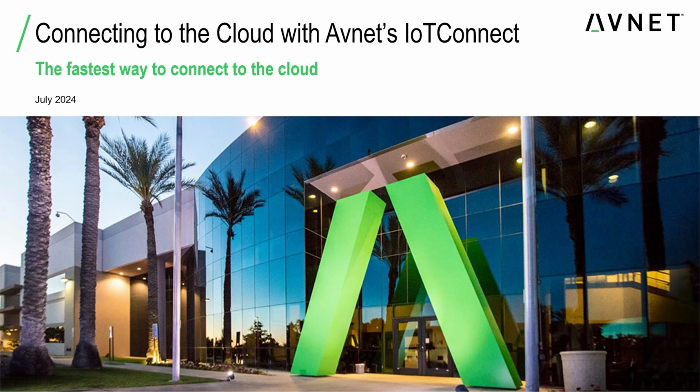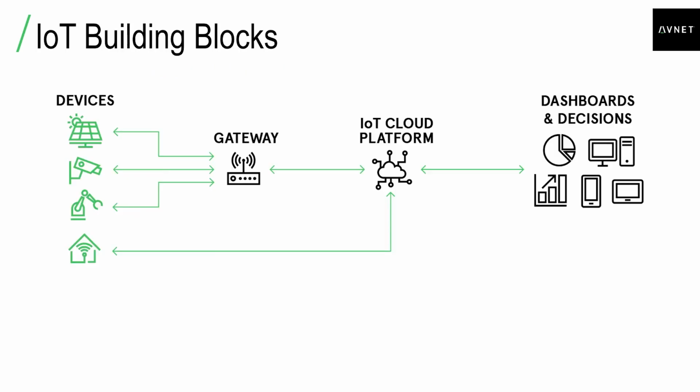Before I dive too deep into what IoT Connect is, let's talk a little bit about some of the building blocks that go into an IoT ecosystem. To start here, you'll see on the left we have devices, and these are the things in Internet of Things. There'll be stuff like a connected doorbell, or maybe, in more of an industrial setting, a manufacturing machine that you're trying to track.